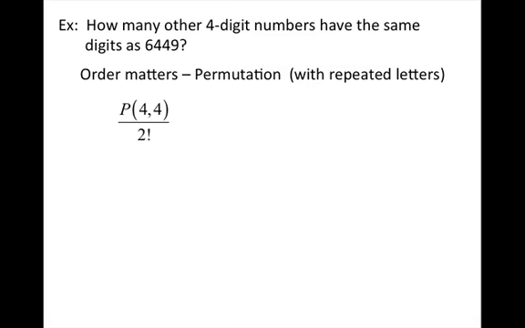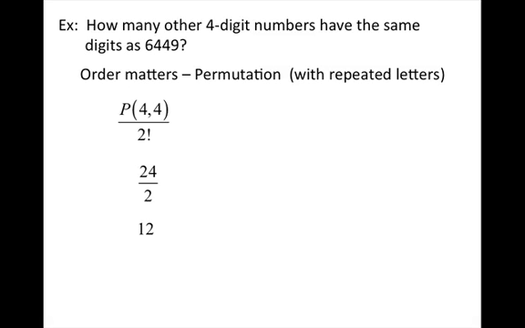I wasn't given a lot of restrictions, so I'm going to write this as a permutation of 4 choose 4. There are 4 digits, and I'm using all 4 of them. But as we mentioned before, we have 2 4s, so I'm going to divide by 2 factorial. If I type into my calculator permutation of 4 choose 4, remember the permutation is above the number 9, I end up with 24. 2 factorial is 2. So I have 24 divided by 2, which is 12.